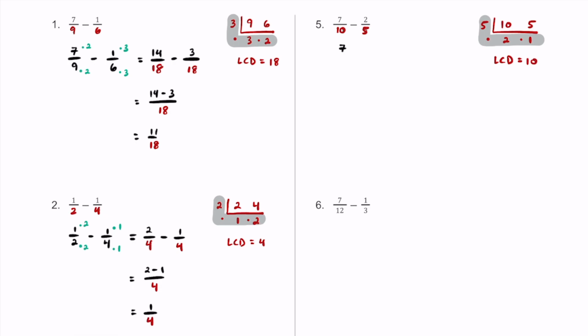So let's go ahead and rewrite our fraction. So we have 7/10. We're going to be taking away 2/5 here. We want both denominators to be 10, so let's leave this first one alone by multiplying it by 1 over 1. Then we can multiply the second fraction by 2 over 2.